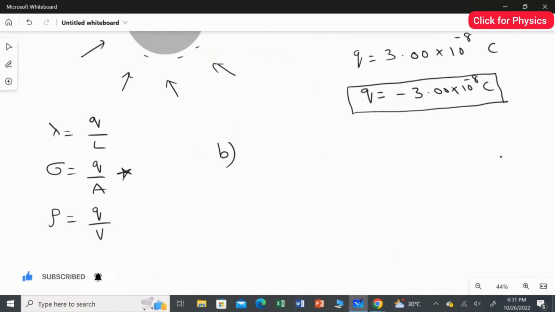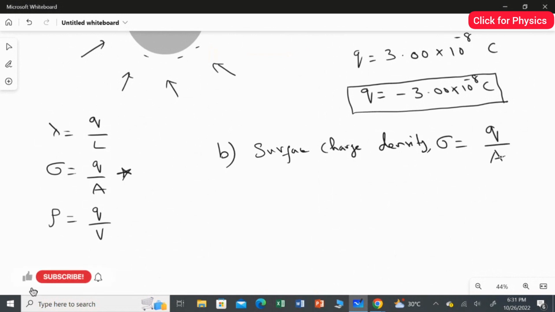So let's start. The formula for the second question is the surface charge density sigma, which is equal to Q over A. What is this A? A is nothing but the surface area of the sphere. Why? Because the charge is sitting only on the surface. Am I right? Therefore, the surface area of the sphere is 4 pi r square. So therefore, sigma is equal to Q over 4 pi r square, where I substitute the formula for the surface area of the sphere.